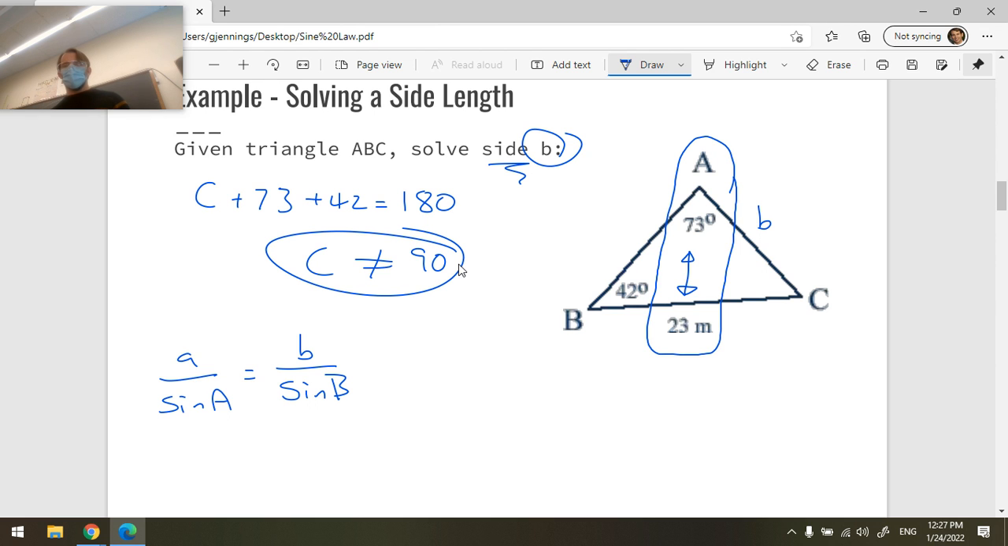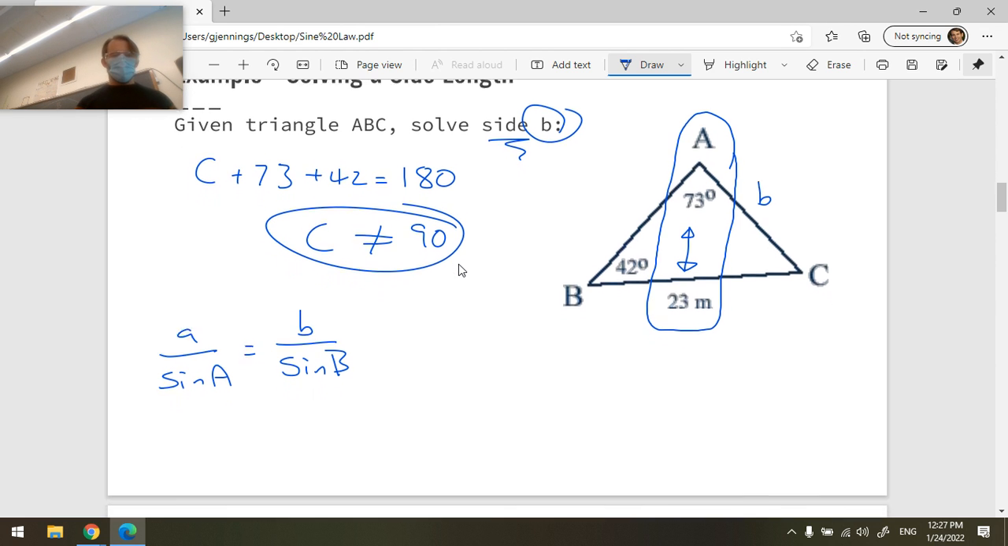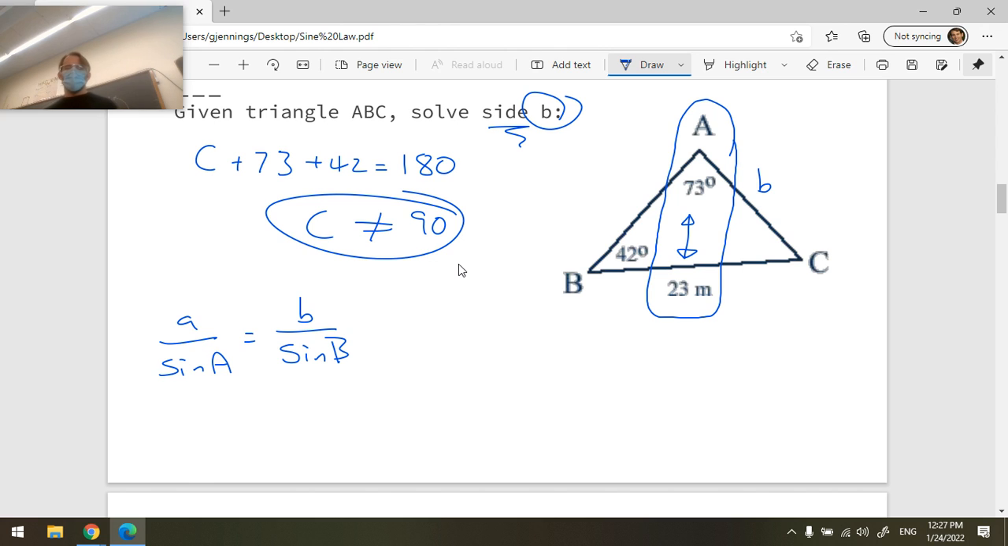To do that, I would need to find angle C first anyway. All I know right now is it's not 90. Okay, so now let's put in our knowns and our unknowns. So A is 23, and that's over sine of 42. And that's equal to B, my unknown, over sine B, and B is 42.